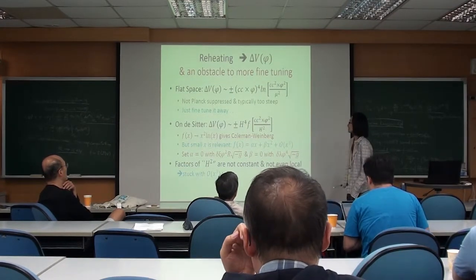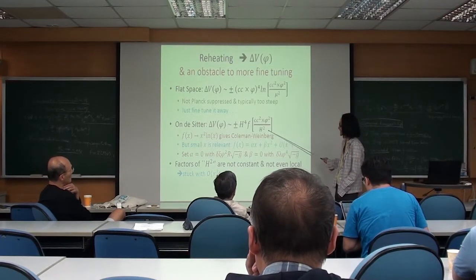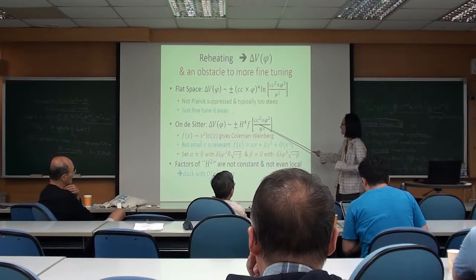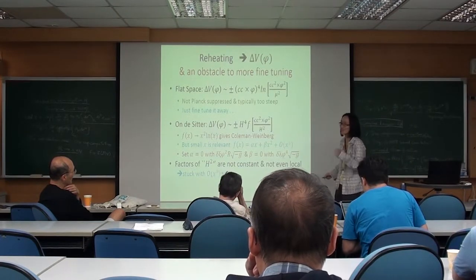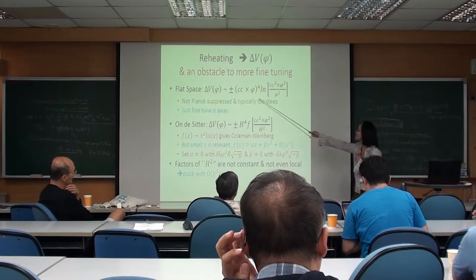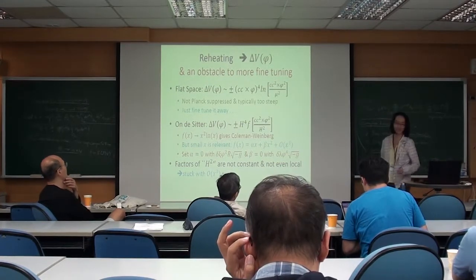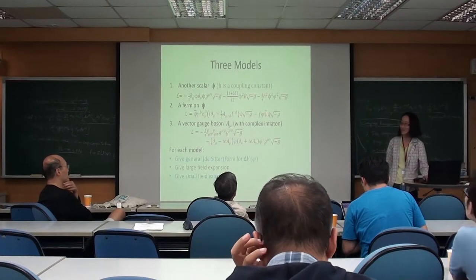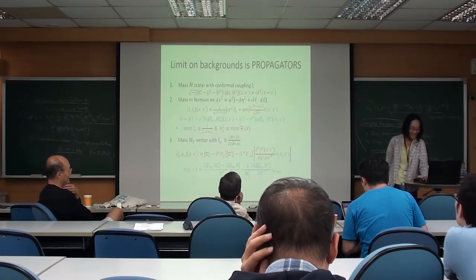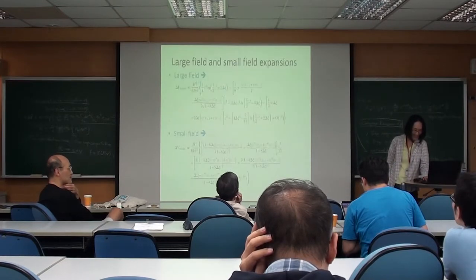So this is a parameter I try to explain. CC is a Coleman-Weinberg constant. It's just a Coleman constant that depends on the theory. Different theories depend on the Coleman constant. Your Coleman constant squared. Yes. Not parameters in CC.